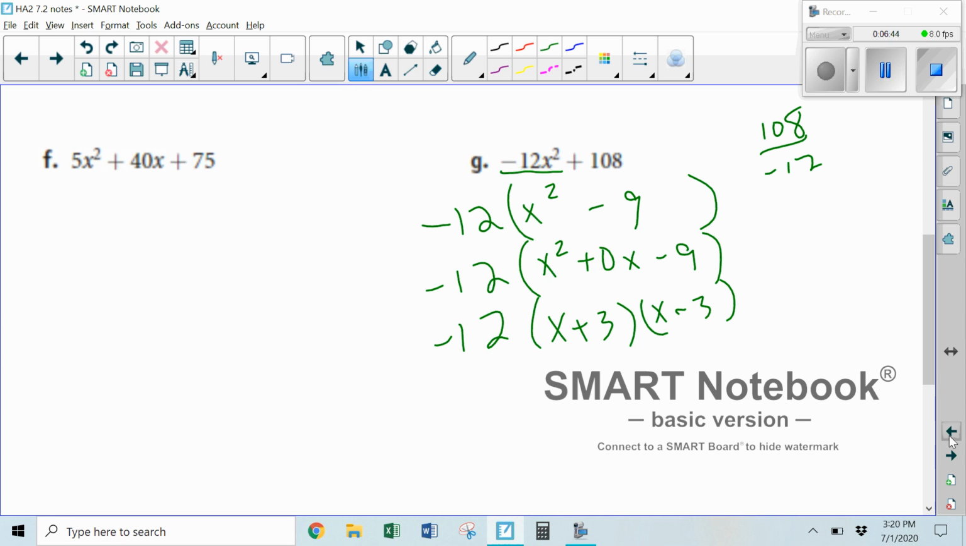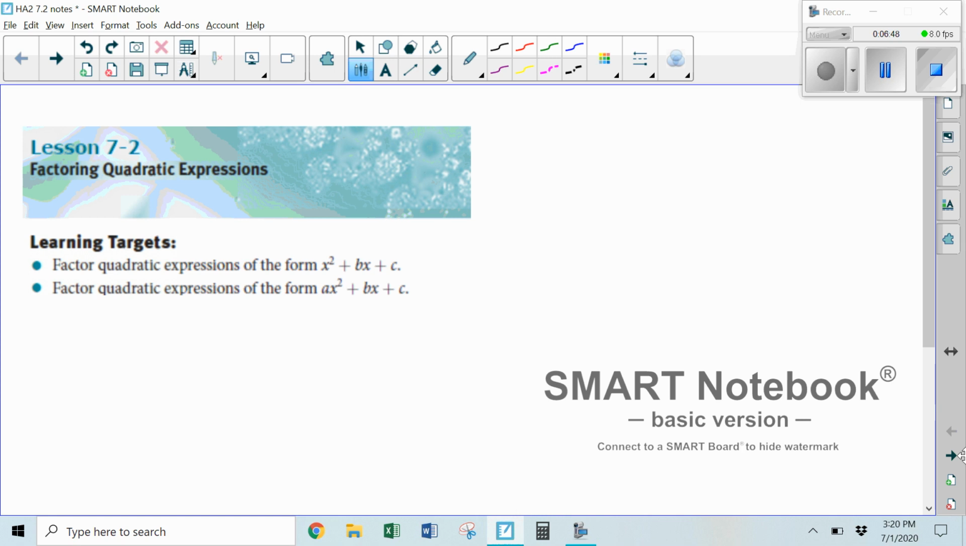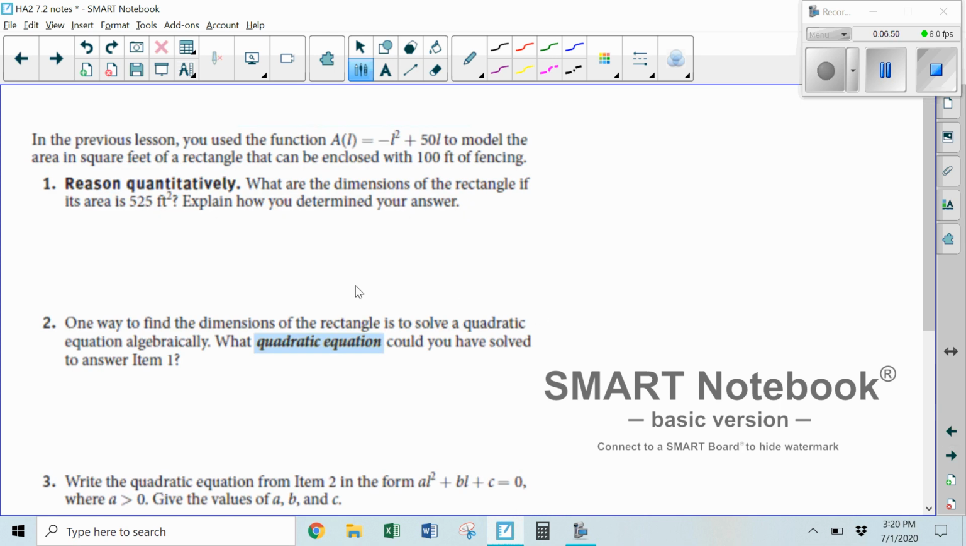All right, so now let's go ahead and go back to the very beginning. So page 107. It says in the previous lesson, you had the function A of L, so that was the area in terms of the length, negative L squared plus 50L to model the area in square feet of a rectangle that can be enclosed by 100 yards of fence. Let's jump to number 1. What are the dimensions of a rectangle if its area is 525?